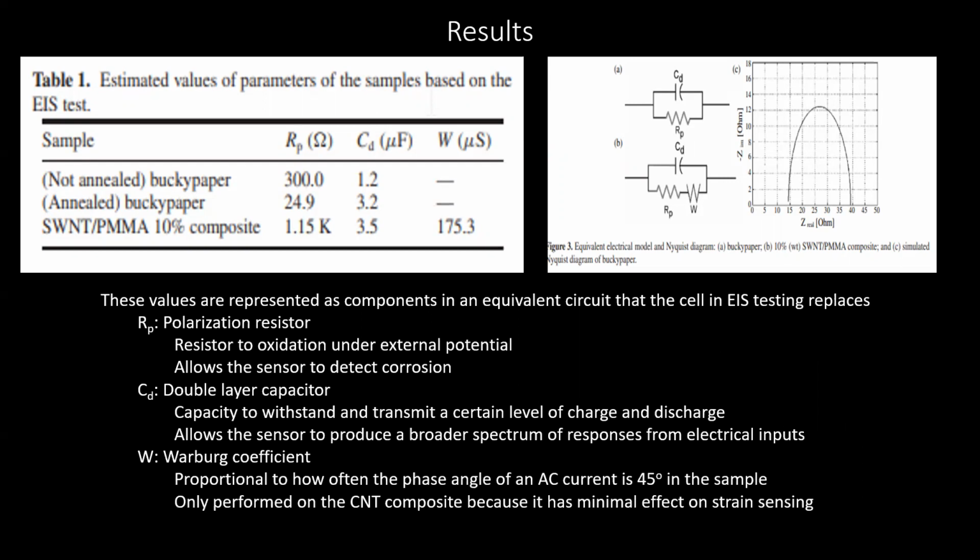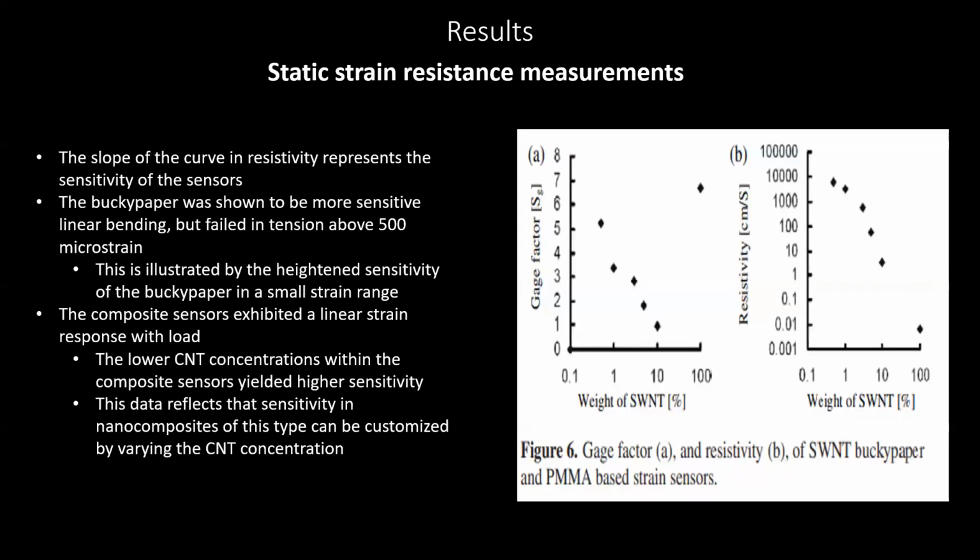The polarization resistor value would indicate how well the sensor would resist fatigue and corrosion. The double layer capacitor would indicate the ability of the sensor to withstand charge and give a more reliable reading. And the Warburg coefficient did not end up being consequential in their calculations.